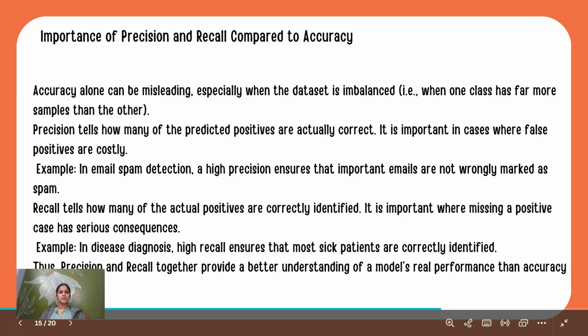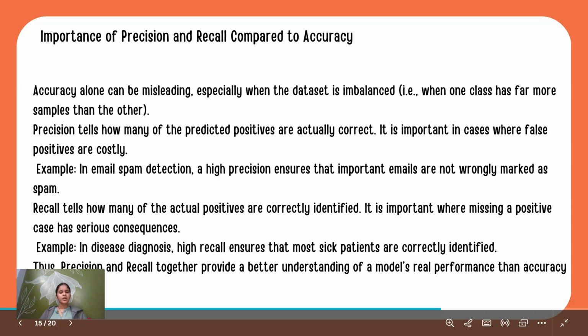Now, the importance of precision and recall compared to accuracy. Accuracy alone can be misleading, especially when the dataset is imbalanced, that is, when one class has far more samples than the other. Precision tells how many of the predicted positives are actually correct. It is important in cases where false positives are costly. Example, in email spam detection, a high precision ensures that important mails are not wrongly marked as spam.